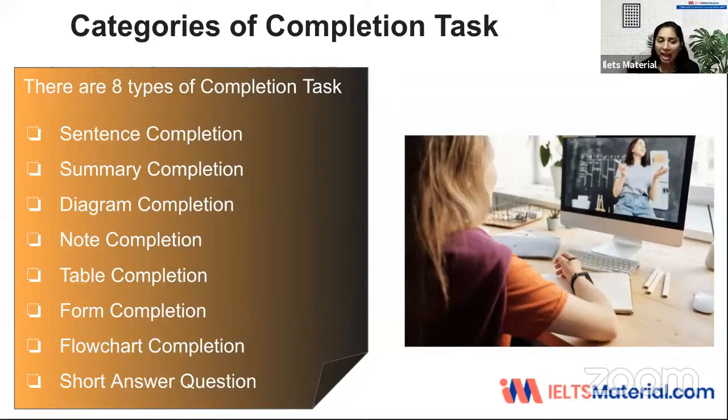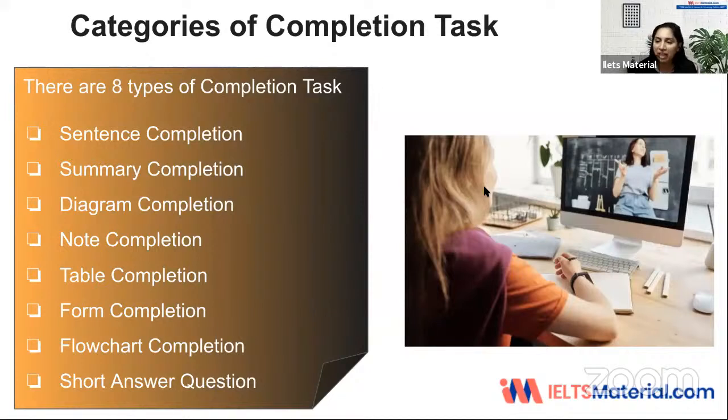Both have 8 types of completion task. The first one is sentence completion. The second one is summary completion. The third one is diagram completion. Fourth one is note completion. Fifth is table completion. Sixth is form completion. 7 is flowchart completion. And the last one is short answer question.